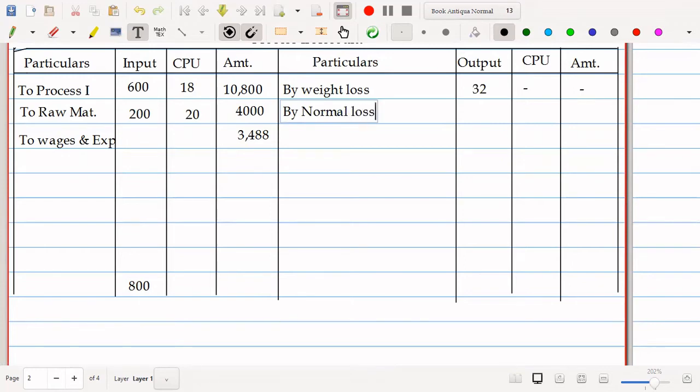Normal loss as given, it was 4% in all the process. 4% of input. We have to take both. Both were input. This was from process 1 and this was additional input. It comes to 800 tons. We have to take 800 tons there. So this is given in the problem.